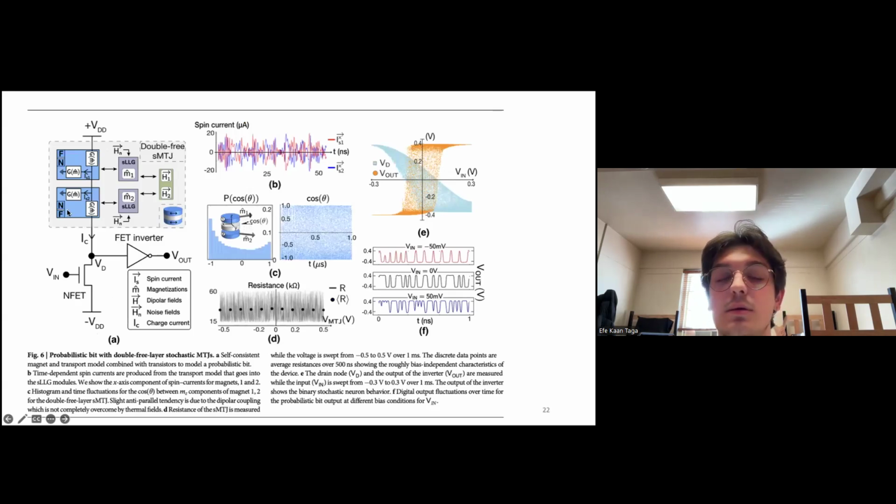Here in figure A, we can see a self-consistent magnet transport model combined with a transistor to model a probabilistic bit. There are two magnetization transport models, two SLLG solvers, and here is a double free layer LBM. And we have a FET inverter and FET.